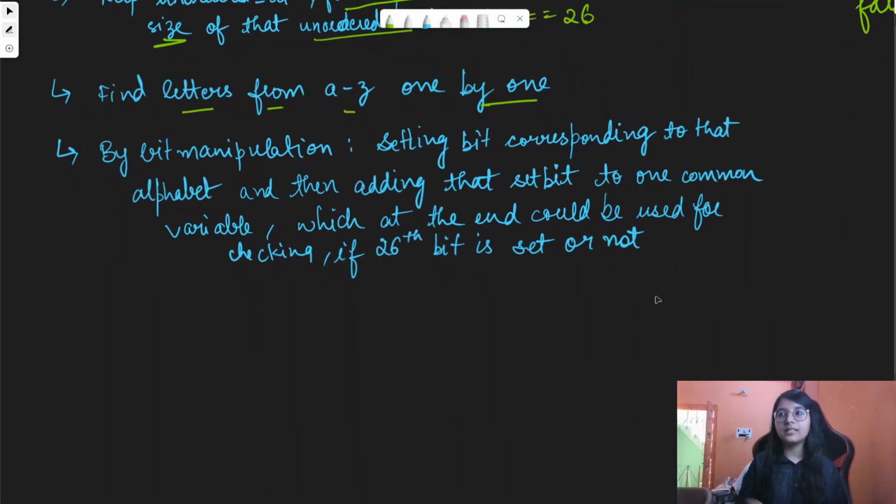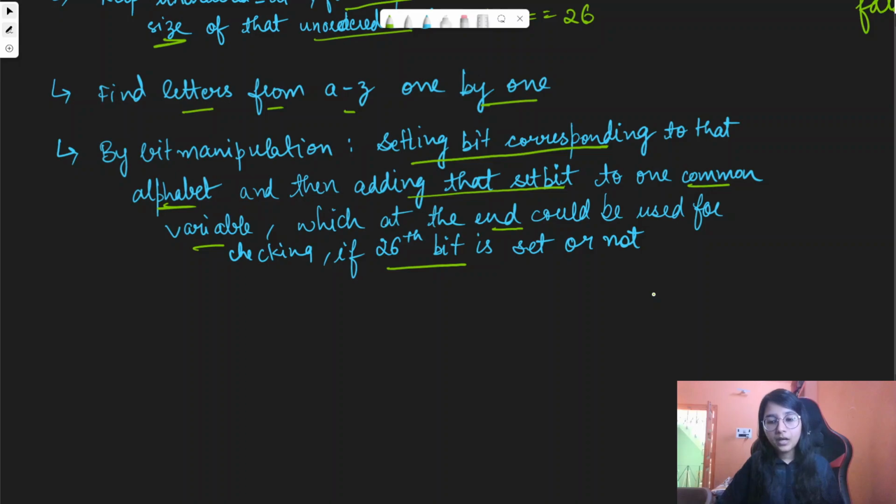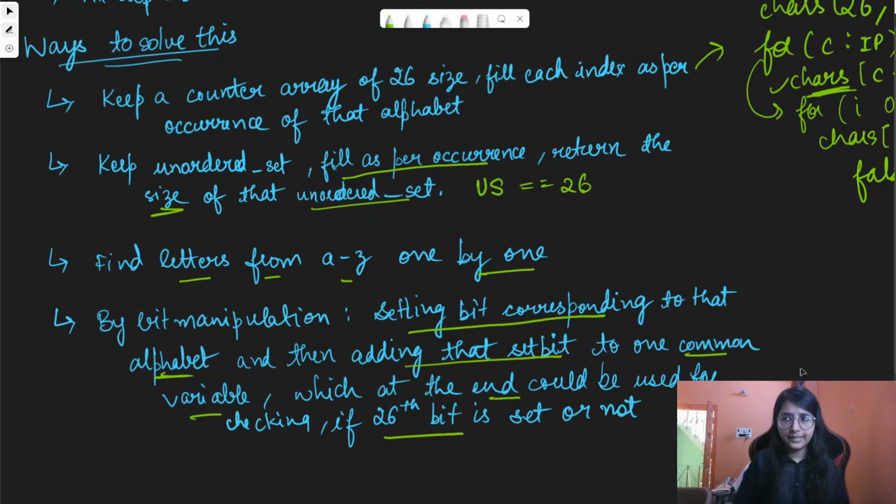And the last solution which is there is the bit manipulation part. Basically here we are setting the bit corresponding to that alphabet. Bit manipulation is all about setting up the bit, adding up that bit, and then checking at the end whether that particular bit was present or not. So we are adding that set bit to one common variable, and then that common variable is used at the end so that we can check whether all 26 bits are set or not. That is how this bit manipulation will work here. So these were all solutions for the same.